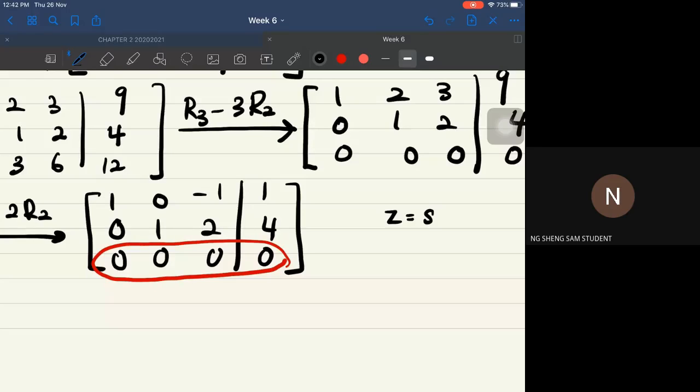So apa akan jadi pada nilai Y? So Y tambah 2Z sama dengan 4. So what is your Y? Y is equals to 4 minus 2S.